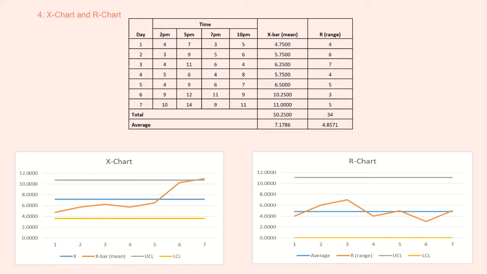Next, we go to the X chart and R chart. For the X chart, we know that the process is not in control because there is one sample point outside the limits and the number of points above and below the center line is not equal. For the R chart, the process is in control, which fulfills all the control chart requirements.